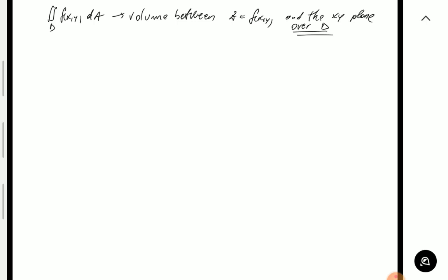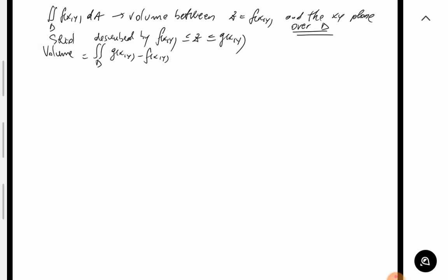Let's say you have a solid described by z between two surfaces, f of xy and g of xy. The volume of that solid is going to be the double integral of the top surface minus the bottom surface. This is analogous to calculus 1 stuff, if you remember.